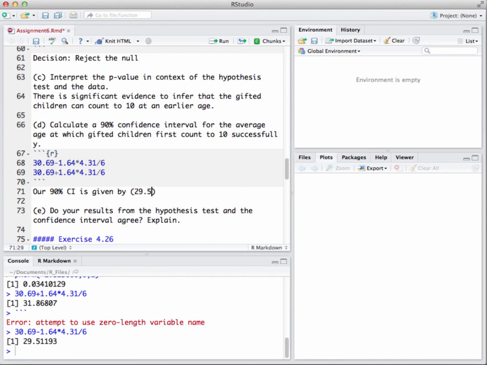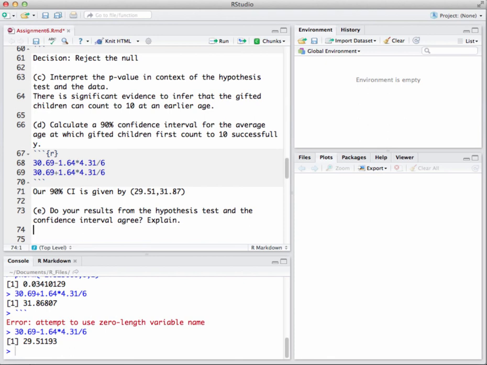This is the 90% confidence interval for the age. We are 90% confident that the age to first being able to count to 10 for the gifted children is between 29.51 months and 31.87 months.